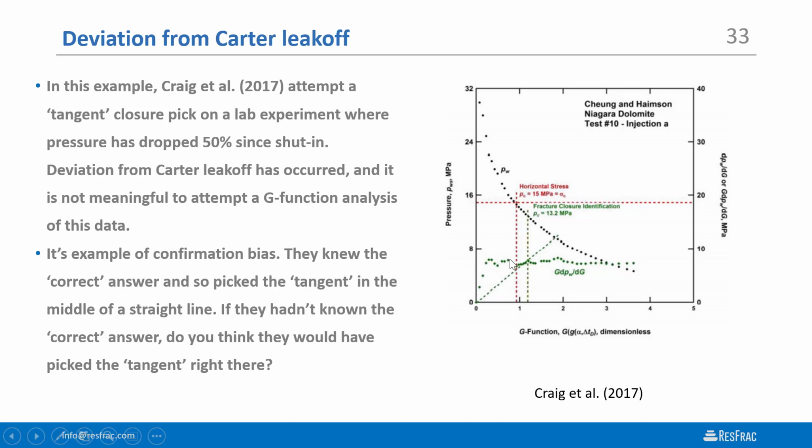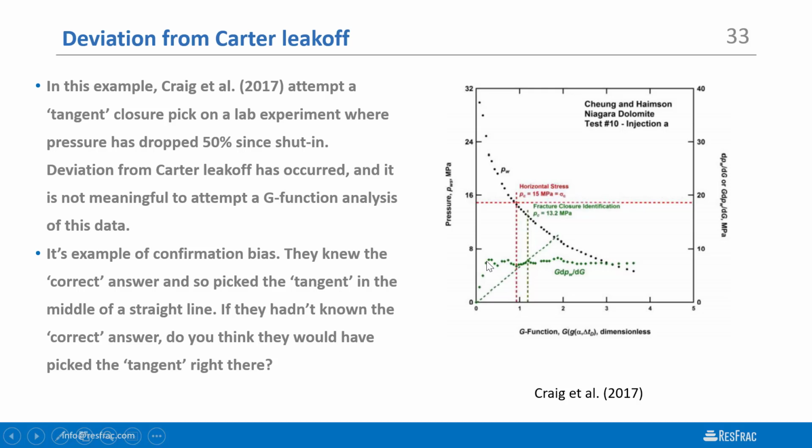I would also note, I think this is a good example of confirmation bias, because this is a laboratory experiment. They knew that they were supposed to get 15. And so if you make a plot of G times dP/dG, it looks really weird in this laboratory experiment. It looks weird because a huge deviation from Carter leakoff is taking place. So it kind of goes up and then it's flat for the rest of the test.